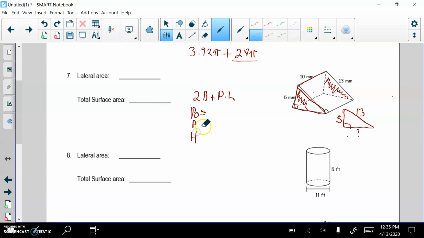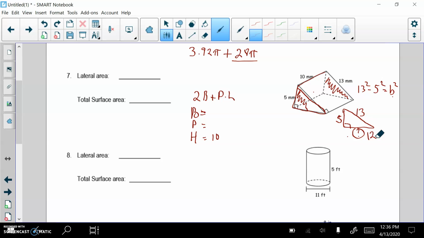I'm going to start putting a big H here because that's the height of my prism. The height of my prism is 10. Okay, so in order to find big B and perimeter, I need this missing piece right here. Well, it's easy if you remember your triples. If you don't, then do Pythagorean theorem. 13 squared minus 5 squared equals B squared. So that ends up equaling 12.